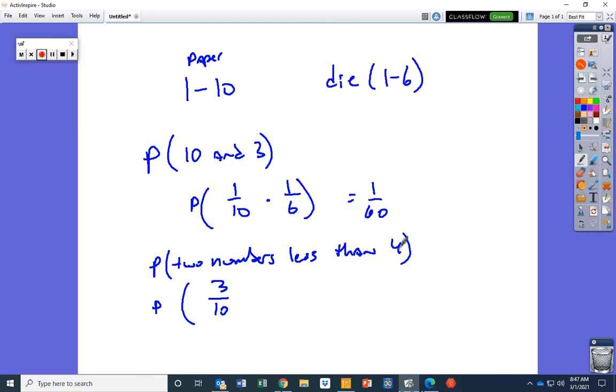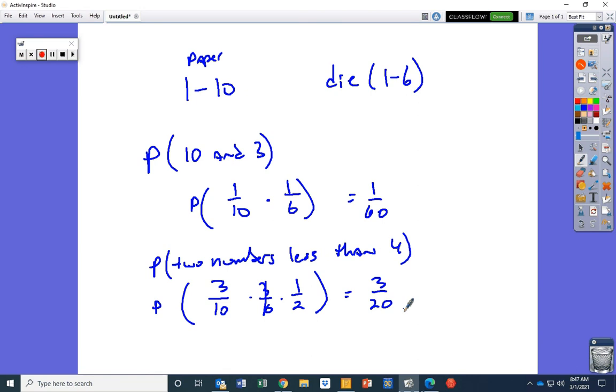And what's the probability of one that's less than 4 on a number cube? How many are less than 4? 1, 2, and 3 out of what? 6, which I can reduce to what? 1/2. Okay? So now when I multiply these, 3 times 1 is 3, and 10 times 2 is 20, so this would be a 3 in 20 chance. You can't simplify this one. Does that make sense for independent probability? It's not that difficult. Okay? Are we good on that?